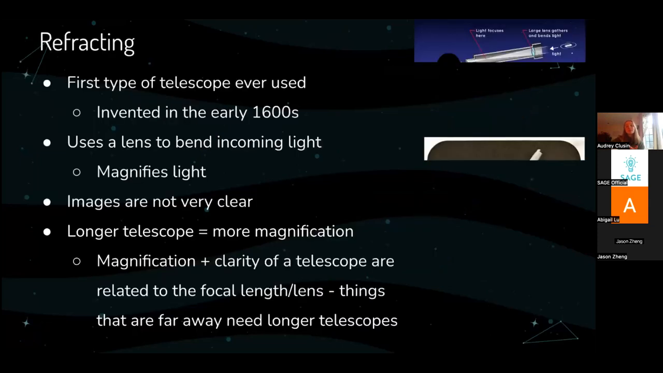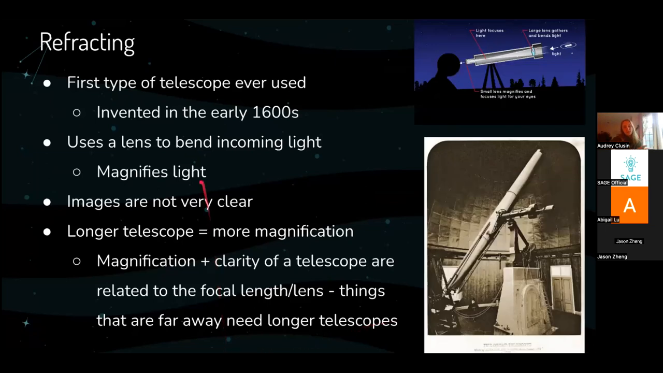So the first type of telescope, invented in the early 1600s, I think 1608 specifically, was called a refracting telescope. I was talking a minute ago about how light refracts when it goes through different substances and different shapes. So this type of telescope takes advantage of that, and it uses a lens to bend, which magnifies the light. If you know about a camera lens, if you move the lens around a little bit, you can zoom in and out, and this is how this works kind of.